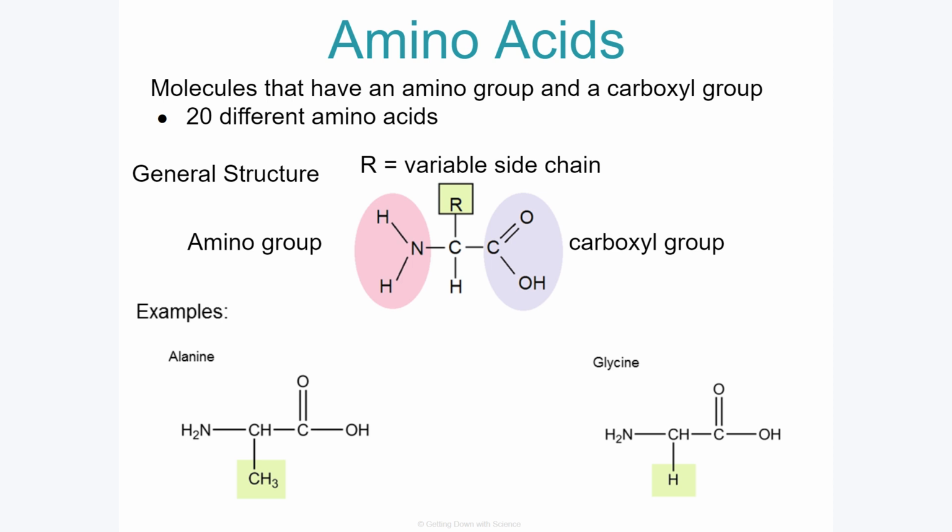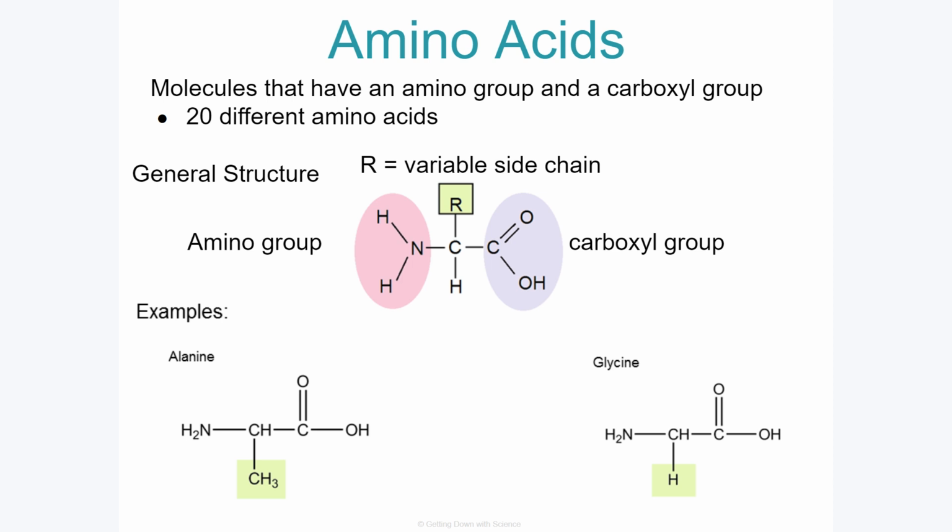So, what is an amino acid? We've got 20 different ones. They're a molecule with an amino group and a carboxyl group. There are 20 different amino acids, and they all have roughly the same general structure. So you can see here we've got an amino group on one side that has that nitrogen, and that carboxyl group on the other side that has that oxygen and the oxygen and hydrogen with that carbon. And then we have an R group, which is just a variable side chain that can be changed depending on which amino acid it is.